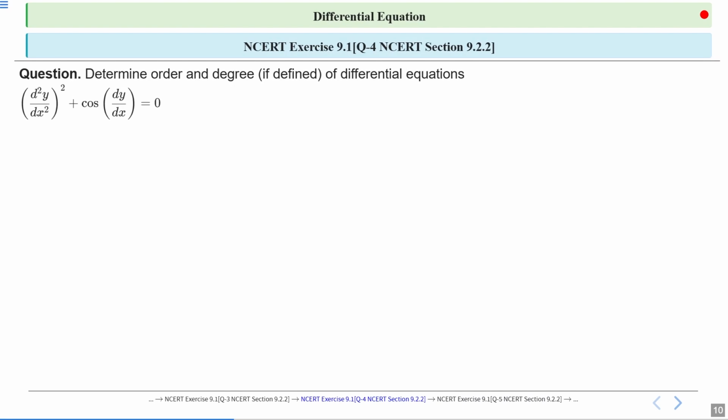So next question is, determine order and degree of differential equation. The given differential equation is (d2y by dx2) whole square plus cos(dy by dx) is equal to 0. Okay. So what is the order and degree?